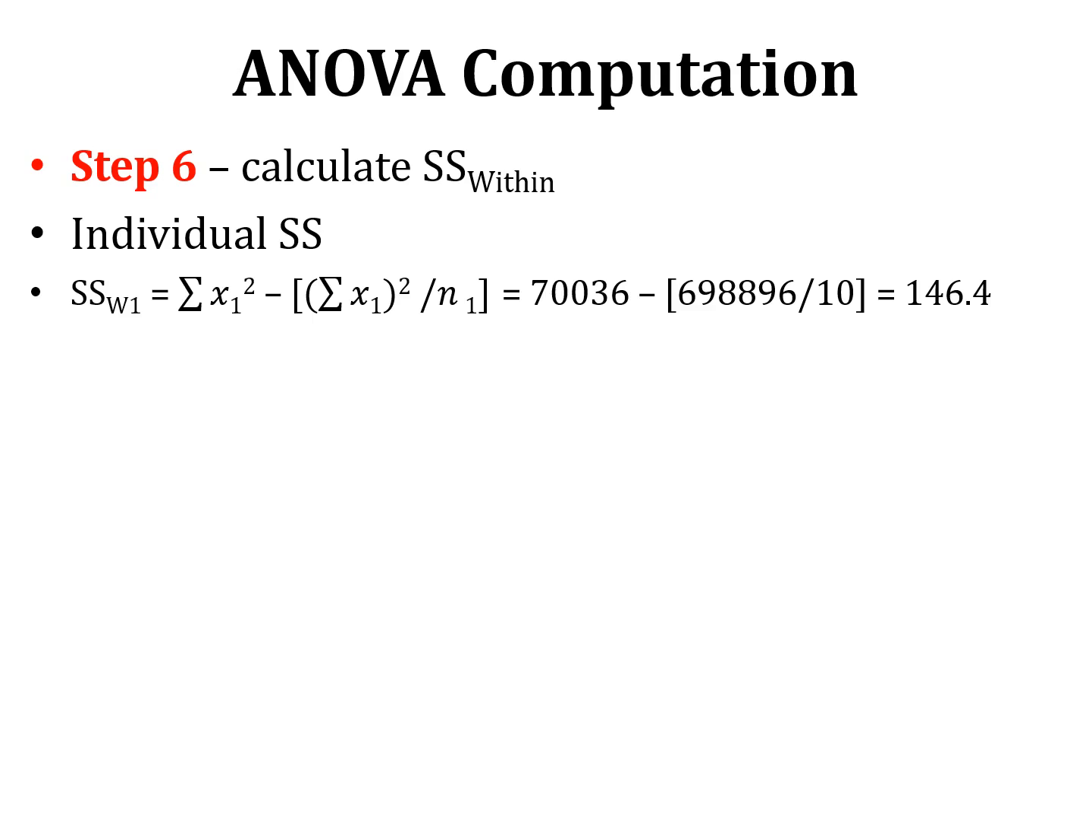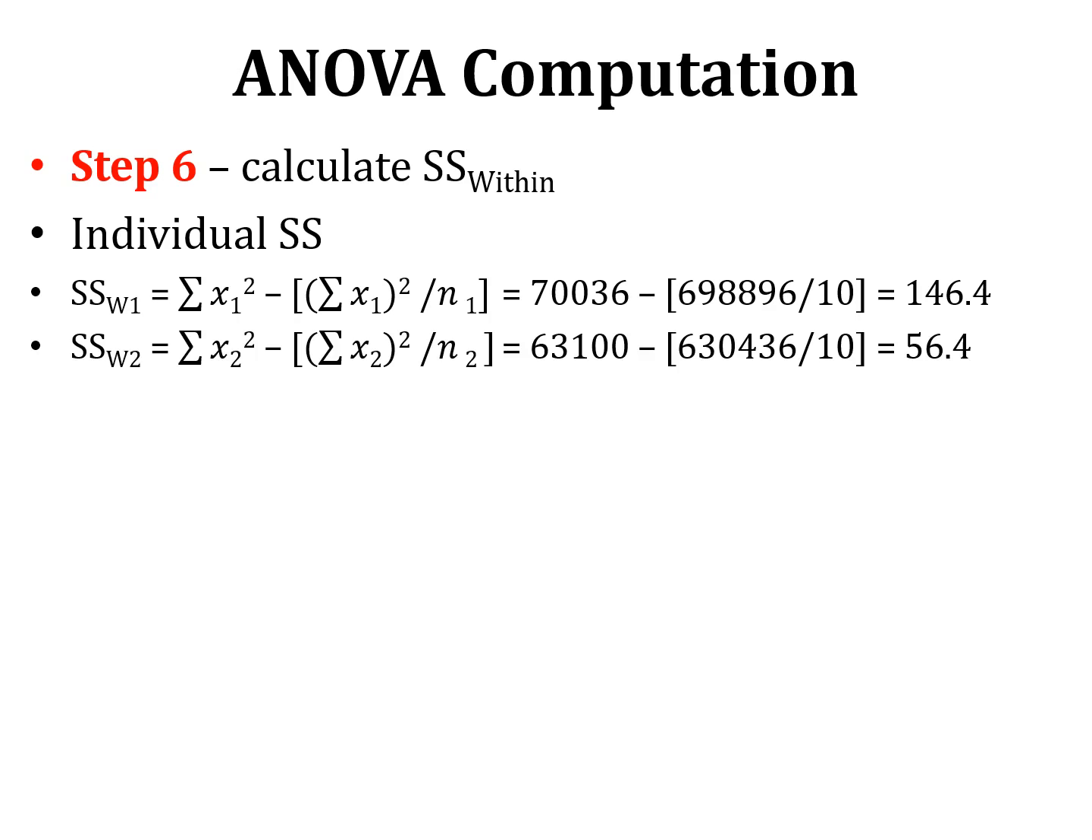So sum of squares within for sample number 1, and this is the formula, and we have 146.4. Then sum of squares for sample number 2, 56.4. So you see, we have put all these things into our descriptive table first. Once you have made your descriptive table, after that it is very easy to do the ANOVA. You just have to remember what you have to calculate.